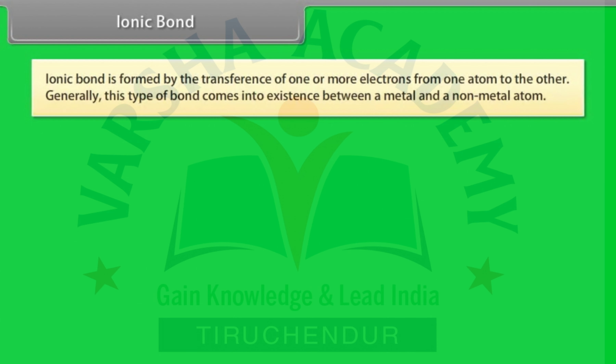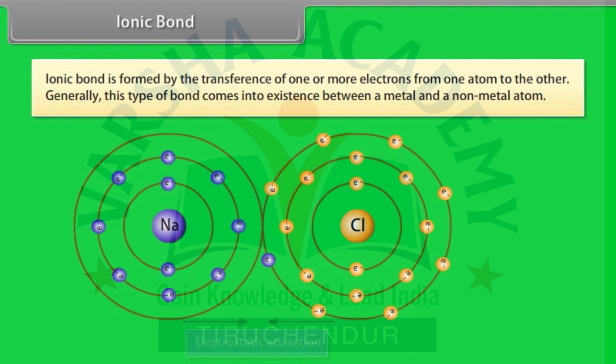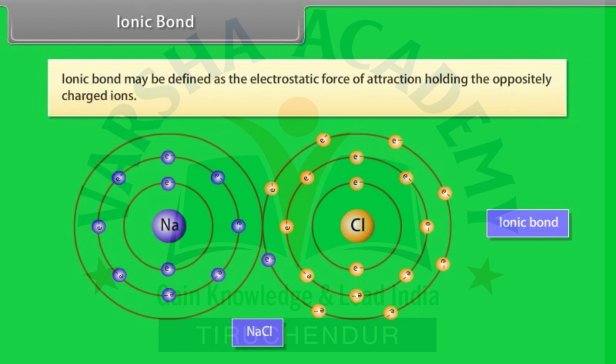Ionic bond. Ionic bond is formed by the transference of one or more electrons from one atom to the other. Generally, this type of bond comes into existence between a metal and a non-metal atom. The metallic atom loses its valency electrons and changes into a positive ion called cation, while a non-metallic atom gains electrons and gets converted into a negative ion called anion. The oppositely charged ions are held together by electrostatic force of attraction. Ionic bond may be defined as the electrostatic force of attraction holding the oppositely charged ions.